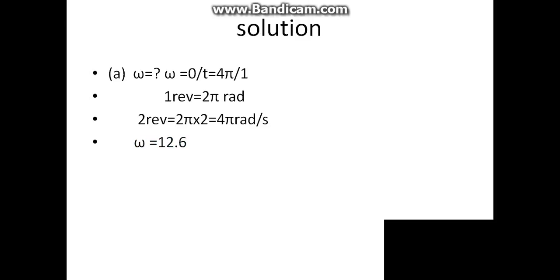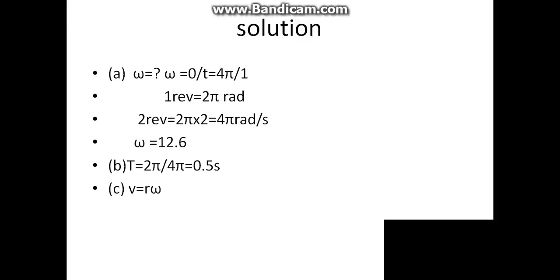Phi is now equal to 12.6, if you substitute the figures into the unknown values. B, we are now told that we are looking for the period T, which is equal to 2 pi over 4 pi, which will now give us 0.5 seconds, because the period is equal to 2 pi over phi.